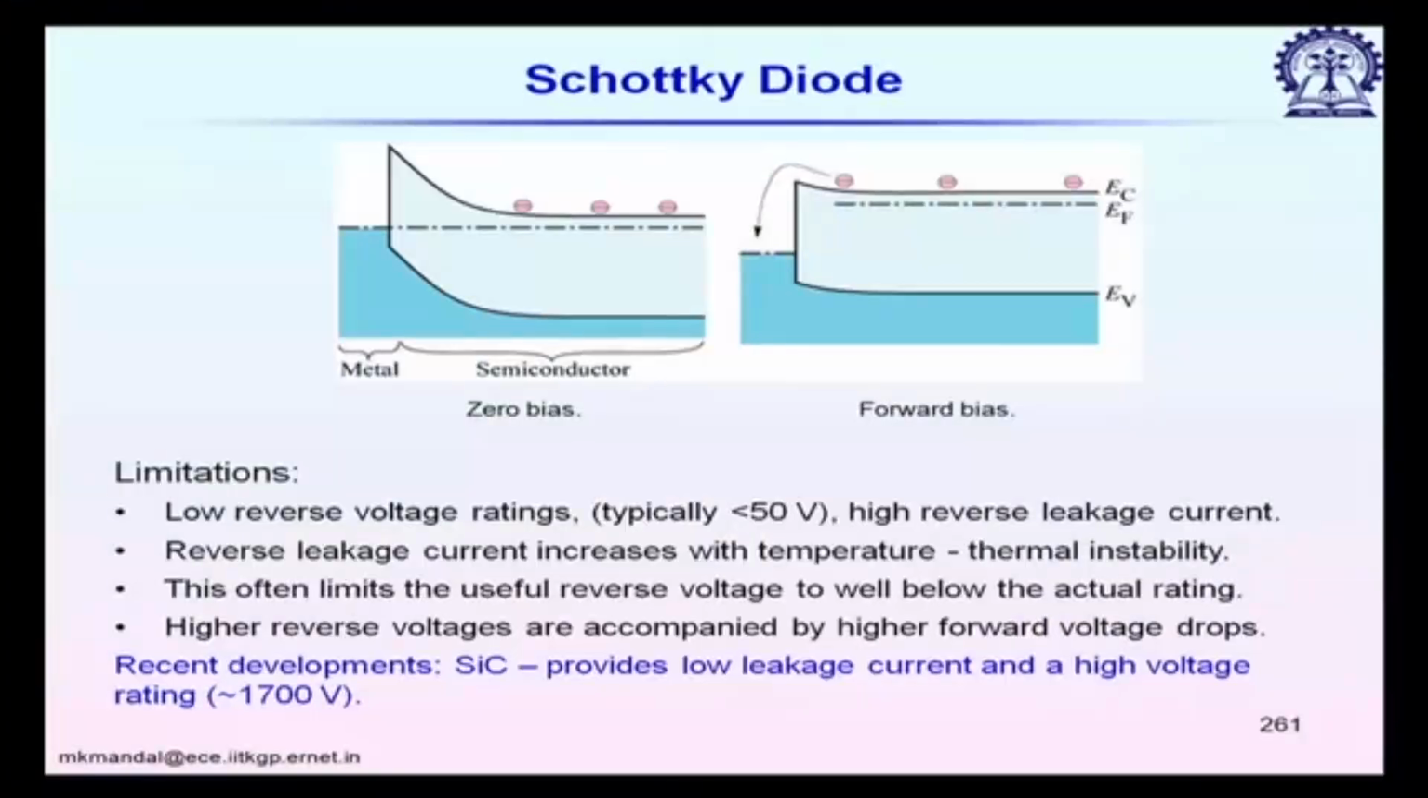Now, because of this high doping concentration, the thickness of the so called depletion region is very narrow, and there will be tunneling effect through the depletion region. So, the detailed operation and band diagram we are skipping here in this lecture.